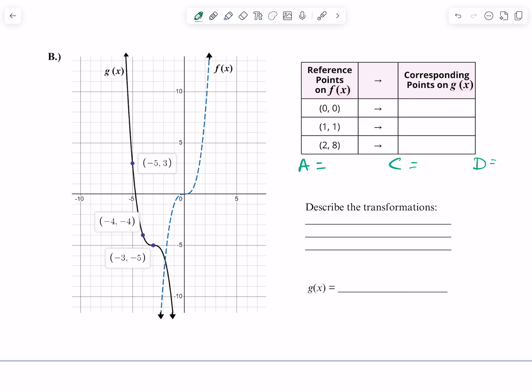As you start finishing up, check your answers with somebody around you. You can always graph it too, right, to see if you got it right. This one's a little tricky, there might be a negative somewhere, because this one flips.